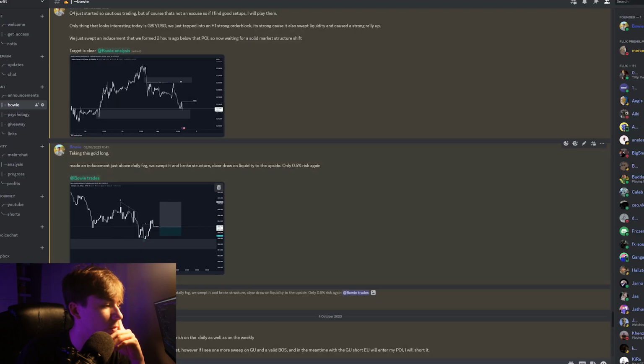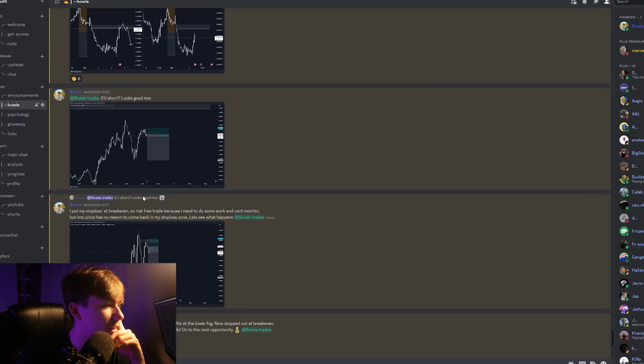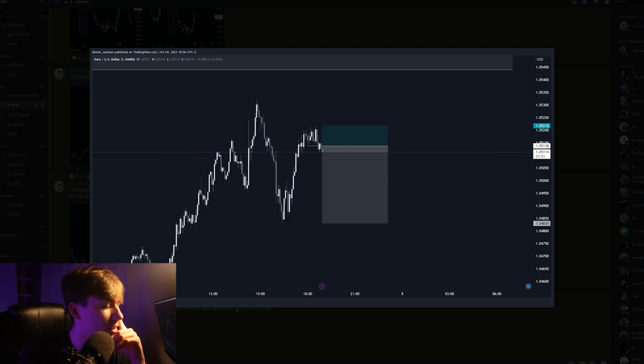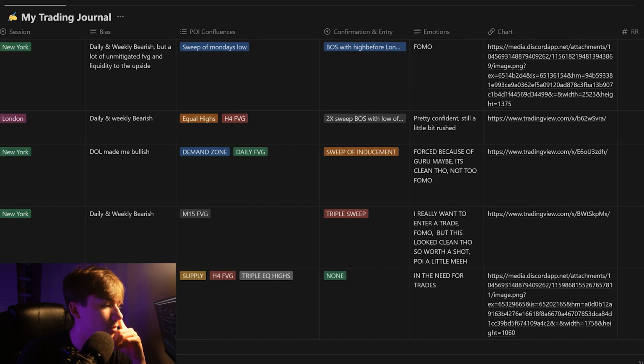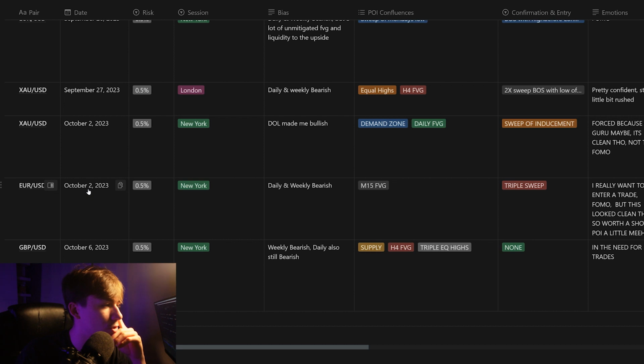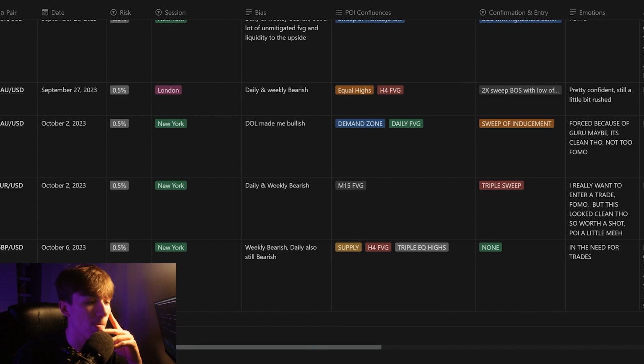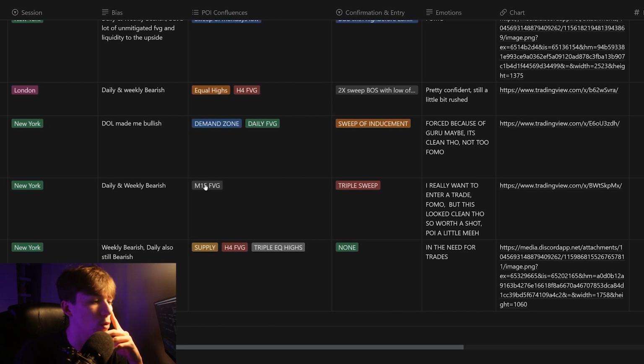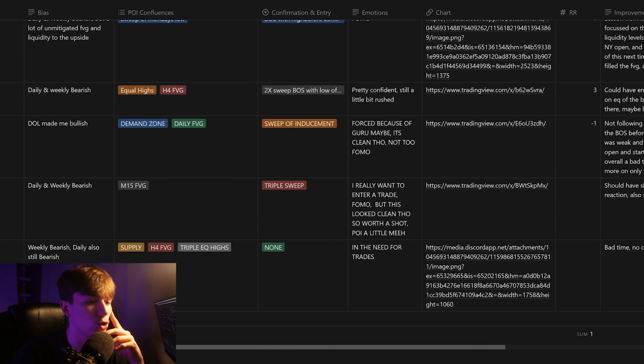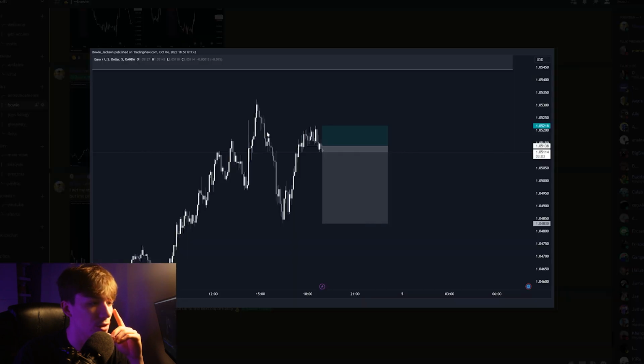So the next trade was this trade, an EU short, also on the second day, 0.5% risk. Here I really followed the daily bias, so that's a good one. The POI was a 15 minute fair value gap, and we had a triple sweep right there. You see here, this is the 15 minute fair value gap with some buy stops, and we swept into it one time, second time, third time, and then we have a break of structure with the low that brought us to our last high, so that was a clean one.